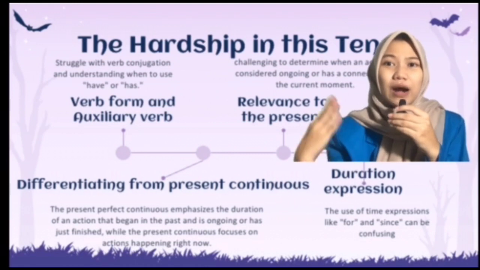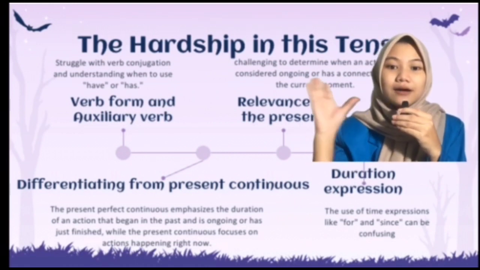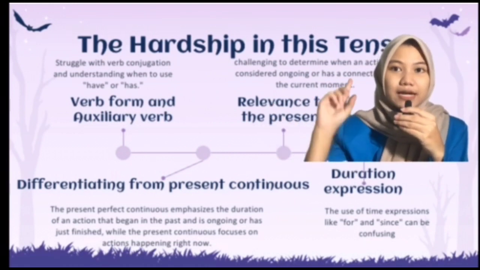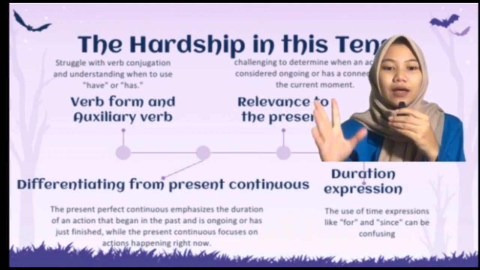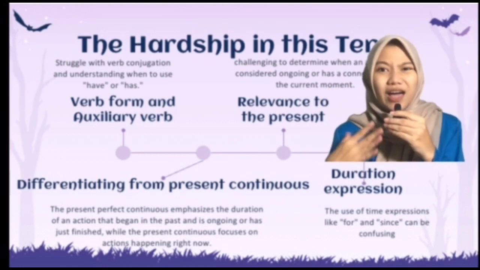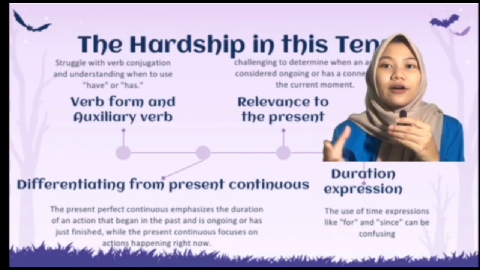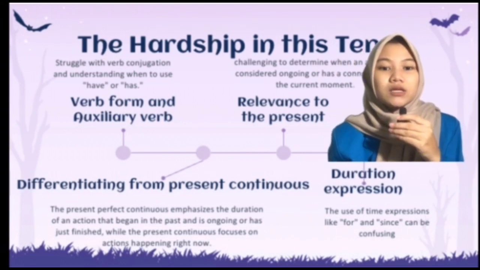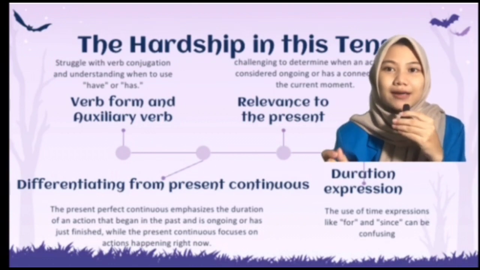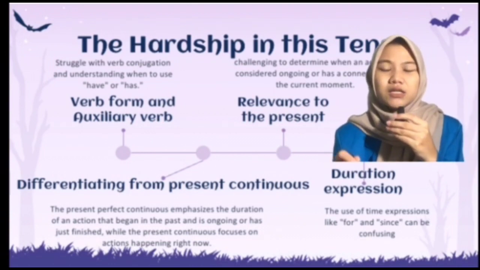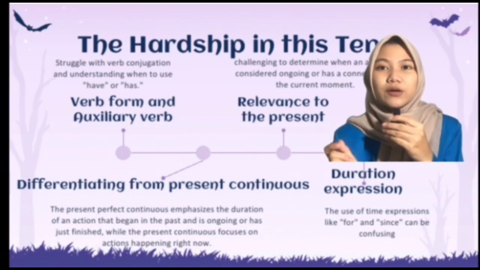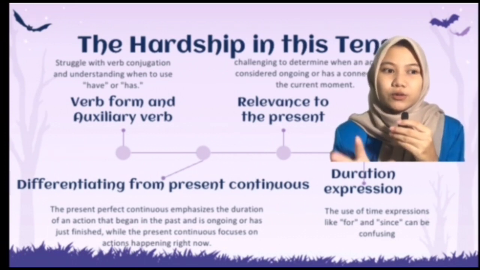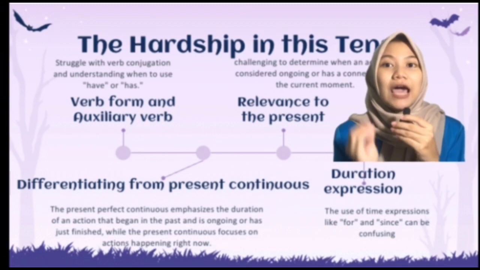Okay, now what is the problem? The hardship in this tense, like the first, is verb form and auxiliary verb. Okay, why do we find that hard? Okay, struggle with conjugations and understanding when to use have or has. Like in the plural and in the singular, we choose whether to use has or have.